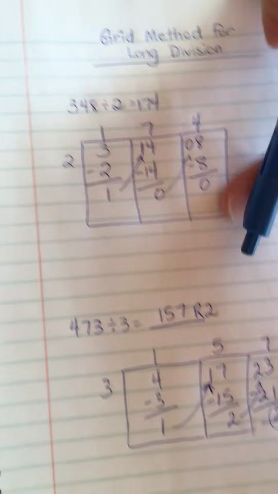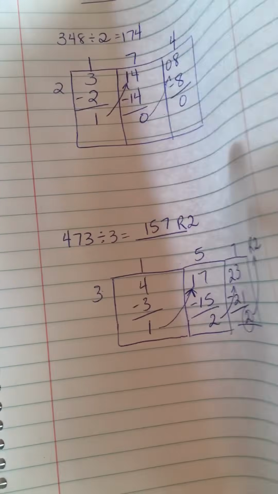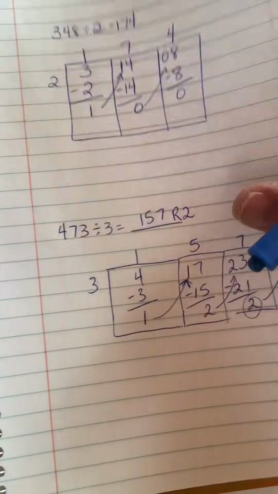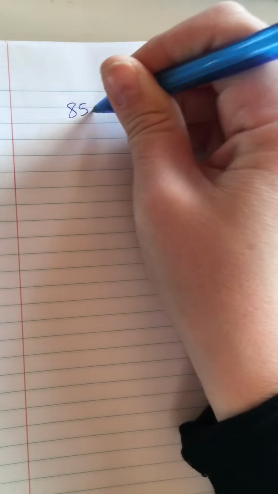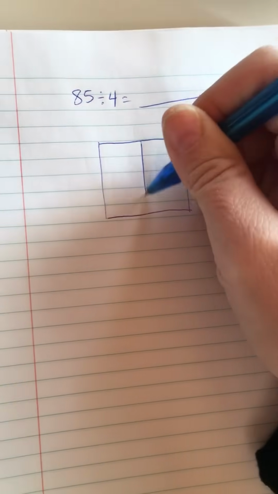Okay, let's just try one more. Now, let's say, for instance, we're doing a 2-digit number, then we're only going to have 2 sections in our grid. So let's try 85 divided by 4. So we'll set up our grid this time with 2 sections because we're working with a 2-digit number. So 85 divided by 4.